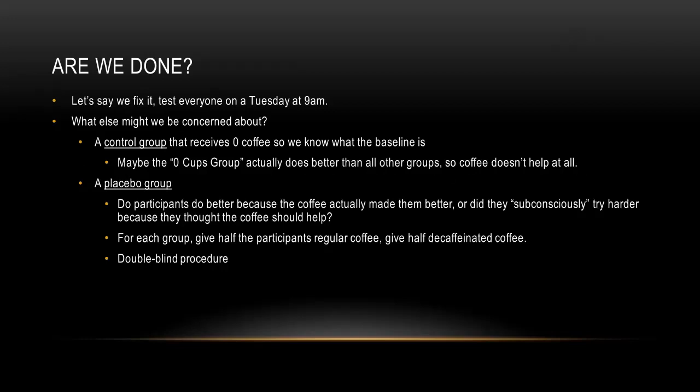Now, as I've said before, there are various other things. So let's say we fixed all of our issues, right? That we're testing everyone the same time, same day, Tuesday at 9 a.m., let's just say. We can keep it all controlled for. And we have included our control group, right? So we needed to do that. We talked about that already. So we need to have that zero coffee group. But as you are setting yourself up to think about your discussion for this video discussion 3, there's another thing that we might need to be concerned about: the placebo group.